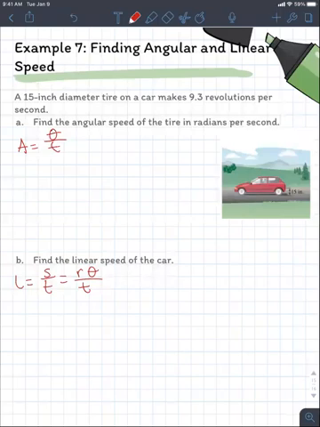Okay, so if I have a diameter of 15 inches, what is my radius? 7.5. How'd you get that? Dividing half the diameter. Okay, so just remember that we always divide it in half. So far, so good. Okay, so because this says that the car makes 9.3 revolutions per second, right? That means it goes all the way around each second.